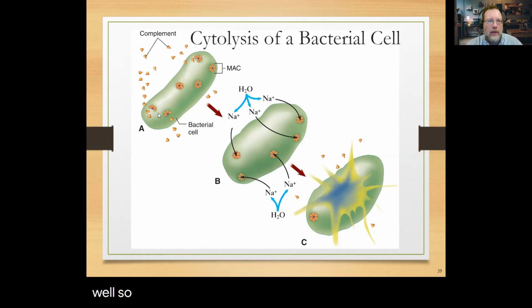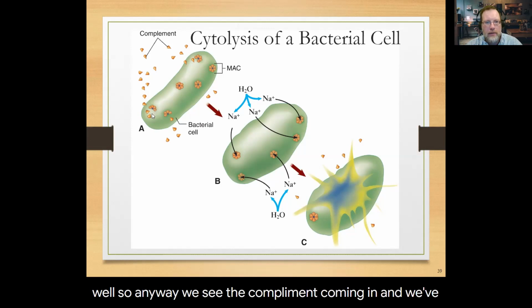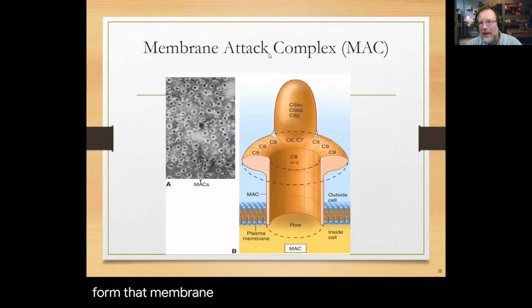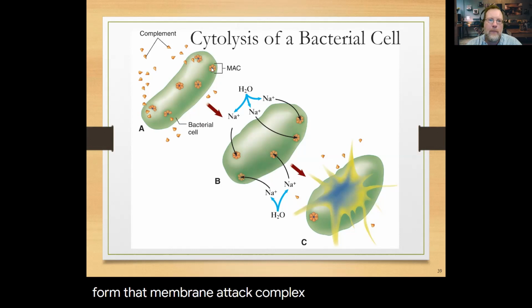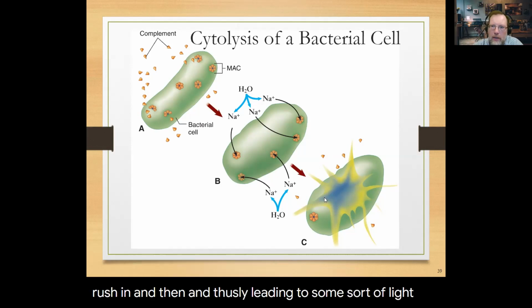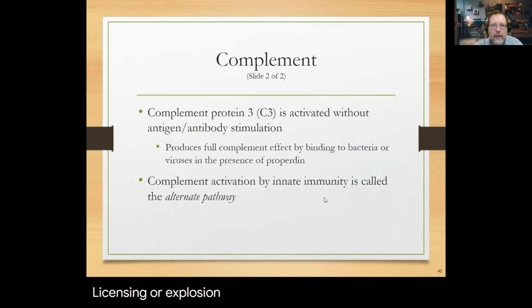So anyway, we see the complement coming in, and we've got a bacterial cell, and these complements are going to form that membrane attack complex. Okay? So basically, they're going to work together, form a pore, and that pore is going to allow for more water to rush in, therefore more sodium to rush in, and thusly leading to some sort of lysing or explosion event.